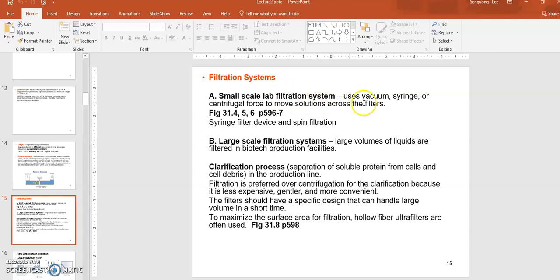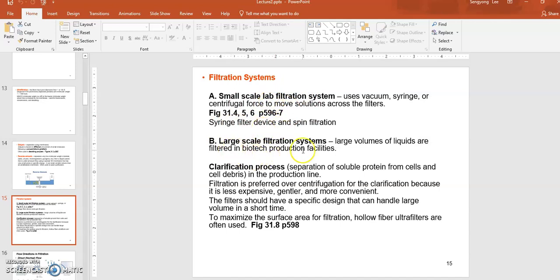And then you can use maybe a vacuum pump, or you can use a syringe using your finger pressure. You can run your feeding material over the filter, or you can sometimes use centrifugation force to move the feed over the filter membrane. Okay, if you have very small scale filtrate to run through, you can use these different methods. Okay, and you can look at the table figure in your textbook to understand what those are.